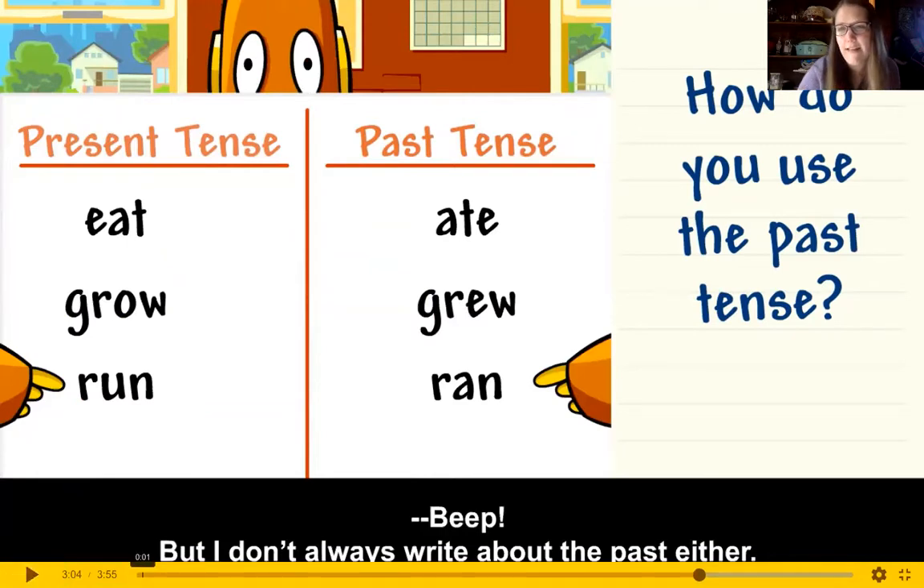I don't always write about the past either. So we're going to stop right there, because the next part of this video is going to be about the future tense, and we're going to talk about that tomorrow. So let's go to the next thing that I want to share with you. This shows verbs in the present tense and how some of them change to go to the past tense, and it talks about the future, but we're going to talk about that tomorrow. So I'm going to share my screen again.